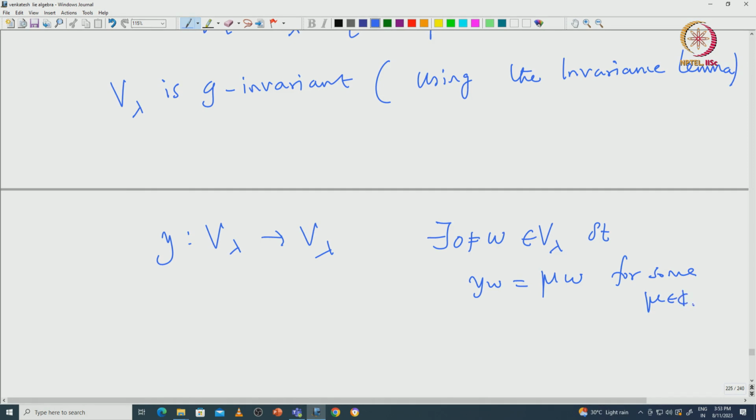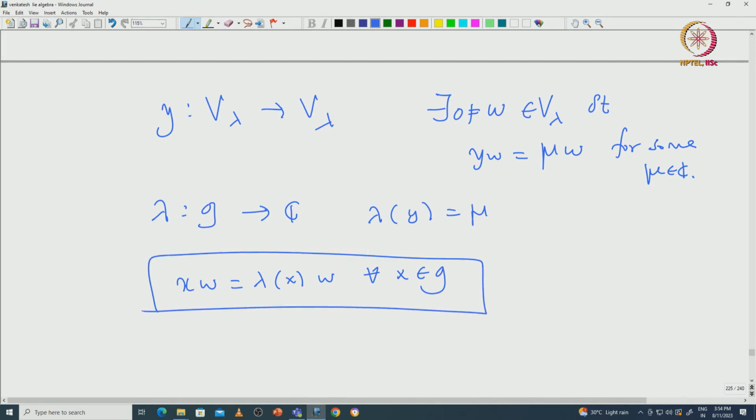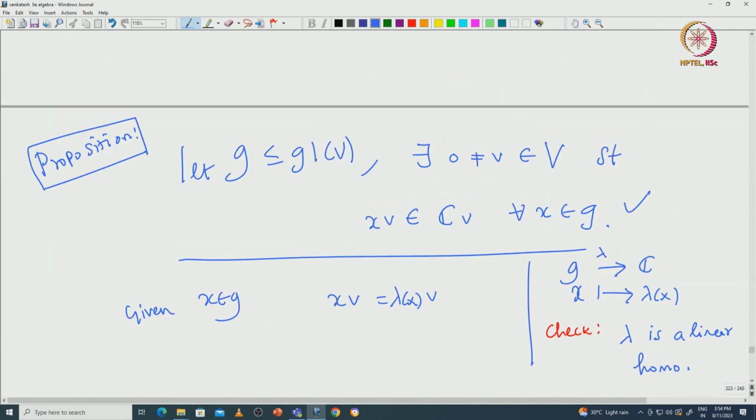a complex number. So, now it is easy to see that we can extend this lambda to G such that lambda of y is this mu, and using this lambda we can see that this w is actually an eigenvector for all of them. So, okay, this is lambda of x w for all x in G. Okay. So, that is what we wanted to actually produce. So, that is, we succeeded.